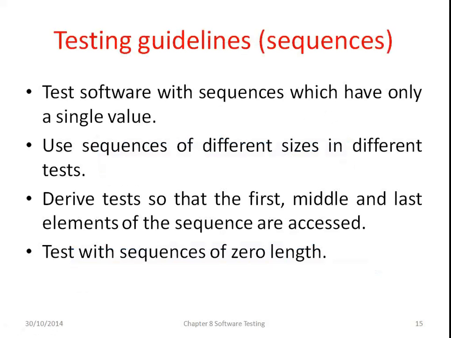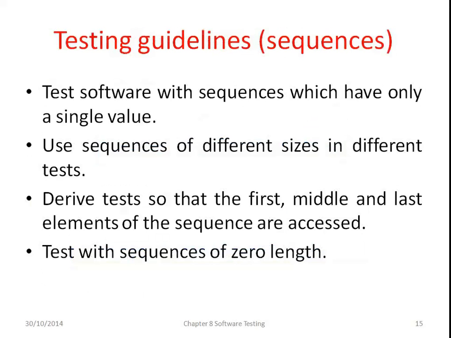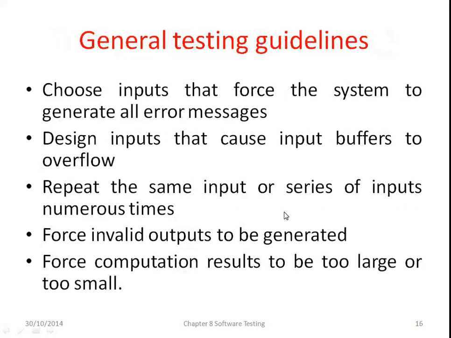So testing guidelines, based on the two strategies, partition testing and testing guidelines. Test software with sequences which have only a single value. Use sequences of different sizes in different tests. Derive tests so that the first, middle and last elements of the sequence are accessed. Test with sequences of zero length.